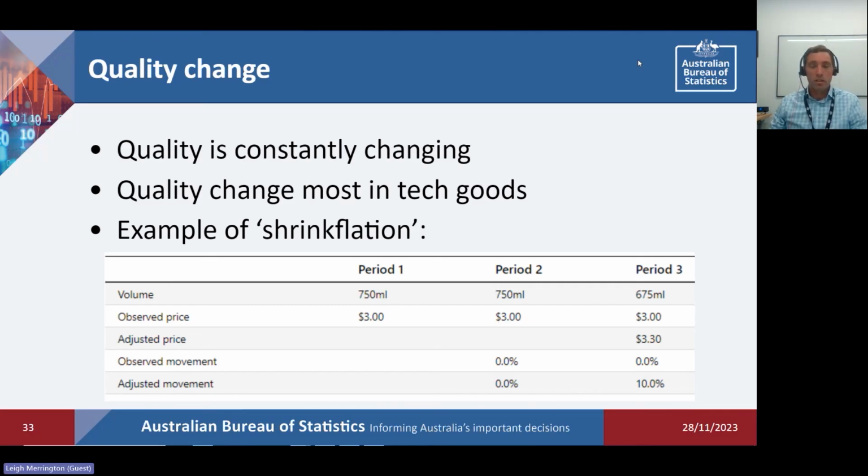By collecting the packet size information, we actually show that shrinkflation, that fall of 10%, as a price rise of 10%. So we are picking up these sorts of things in the CPI where this is happening, and it is quite common, as you can imagine, in a lot of food and grocery items. So that is something that we pay close attention to and make sure that it does get captured in the CPI. Otherwise, you'd be showing no price change in that example.